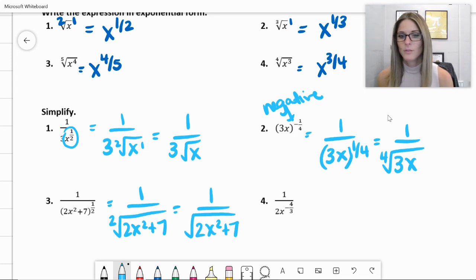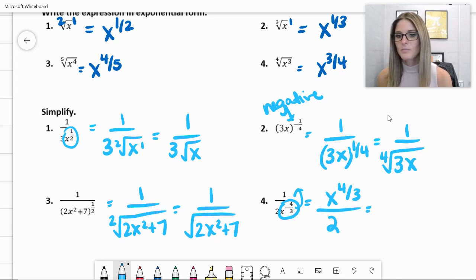Number 4, we've got a negative fraction exponent in the denominator, and it is only stuck to x because I didn't use parentheses. If you have a negative exponent in the denominator, it moves up. So now I have x to the 4/3 in the numerator over 2. What happened to my 1? I didn't need it. It was in the top, and 1 times the x to the 4/3 is still going to be x to the 4/3, so you don't have to write that. Let's change the fraction exponent to a radical. The denominator is 3, so that's a cube root of x to the 4th over 2.